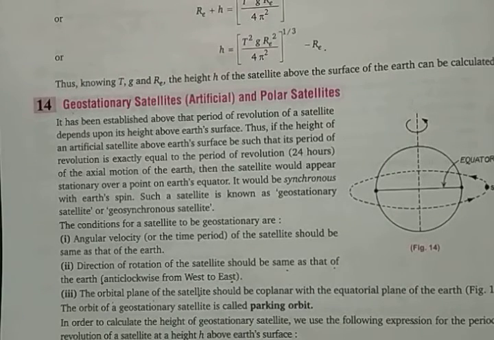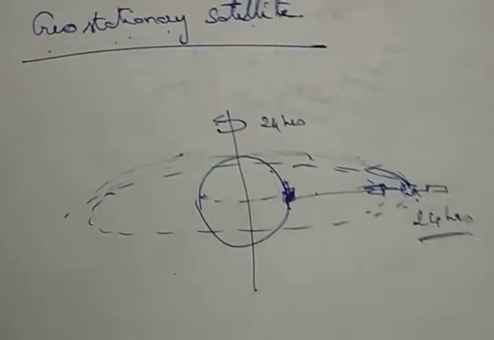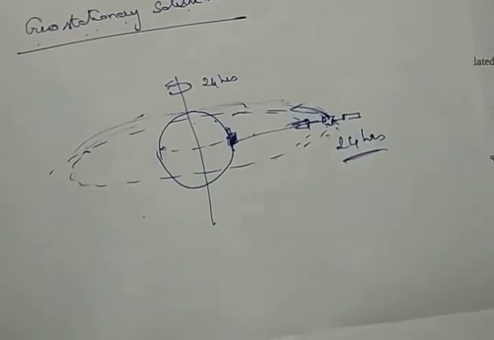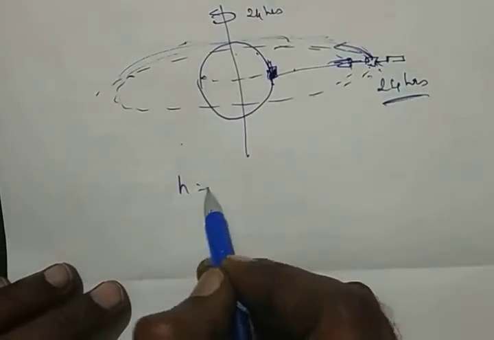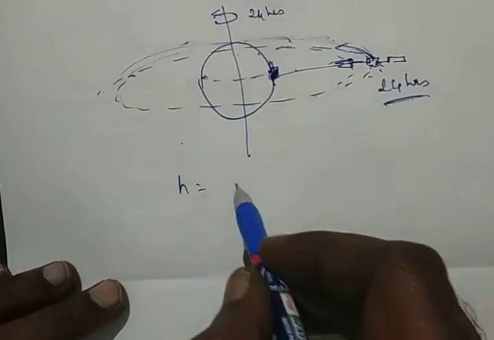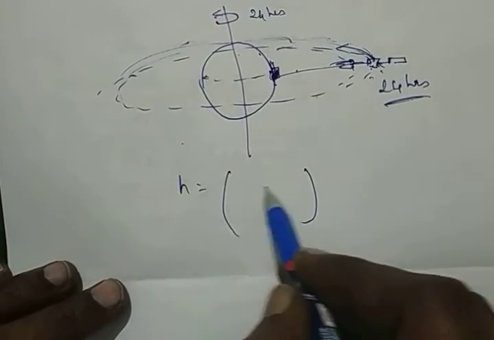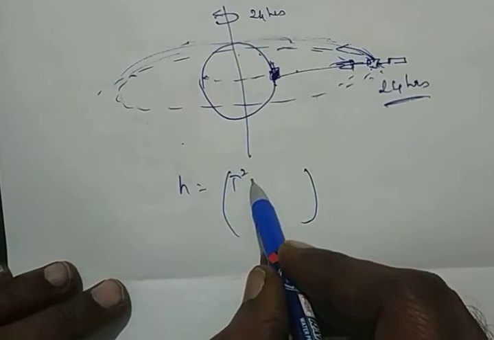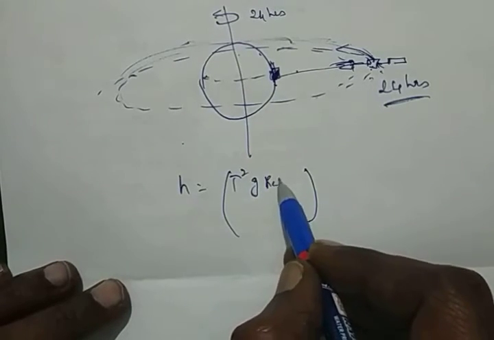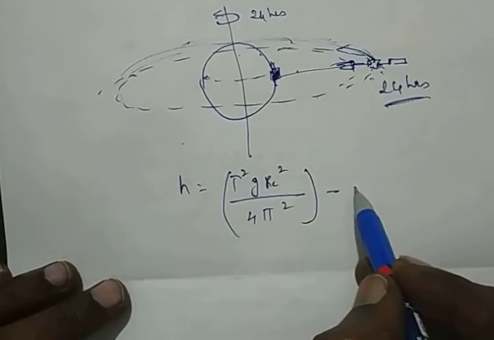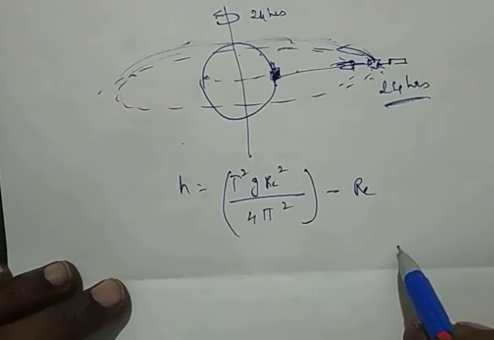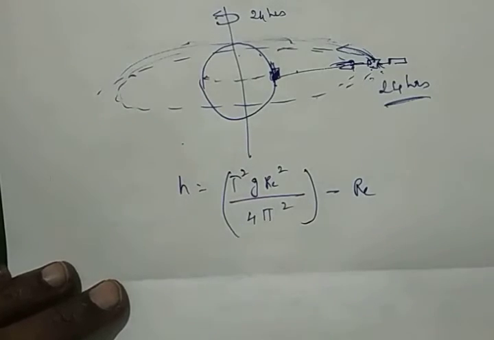So when you look at the same formula here, we already saw the formula about the height of the orbit. So what is the height of this one? We know height is going to be equal to, take a look at that same height formula. So it is going to be equal to (T square G Re square upon 4 pi square) to the power of 1 by 3 minus Re. This is the height formula you derived just before.